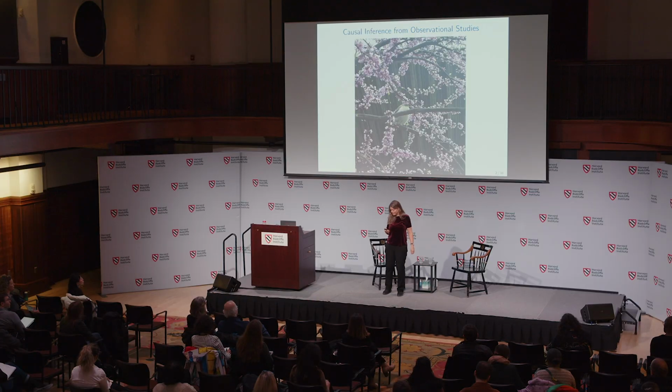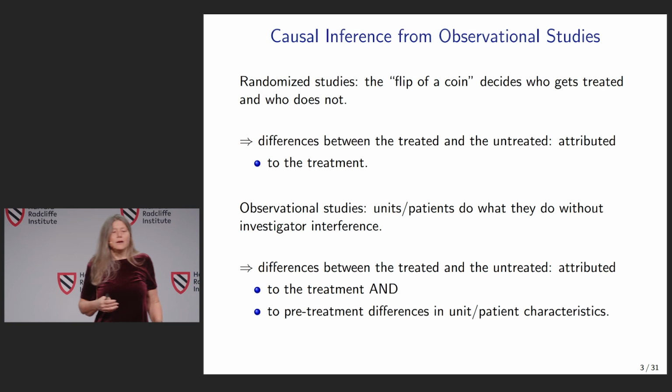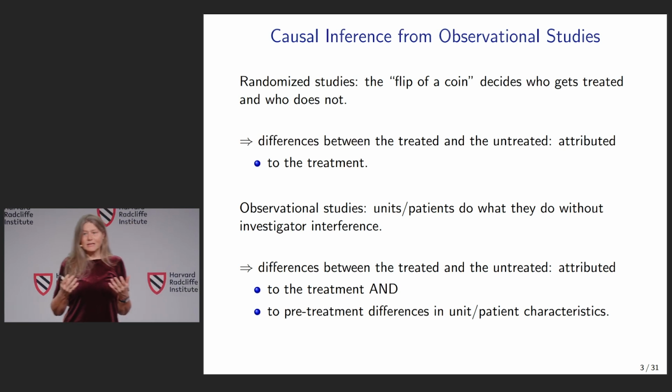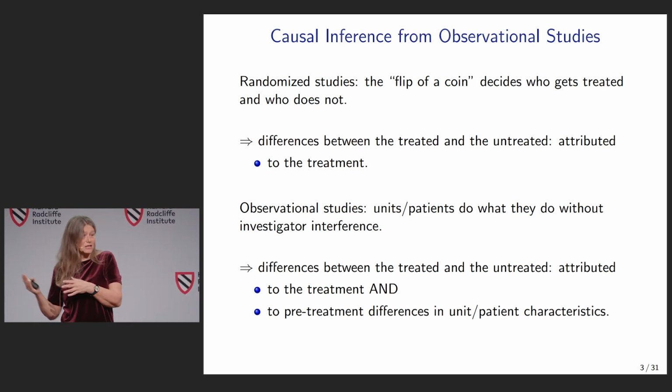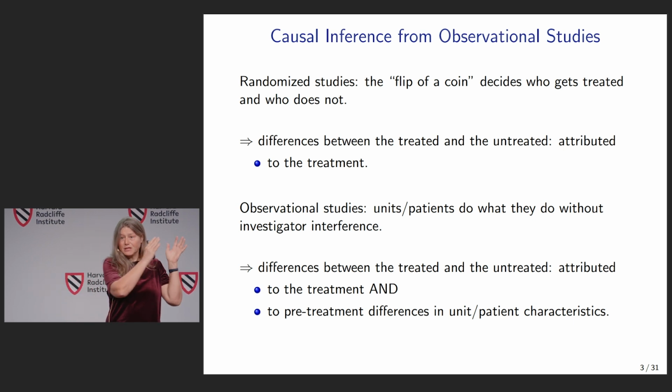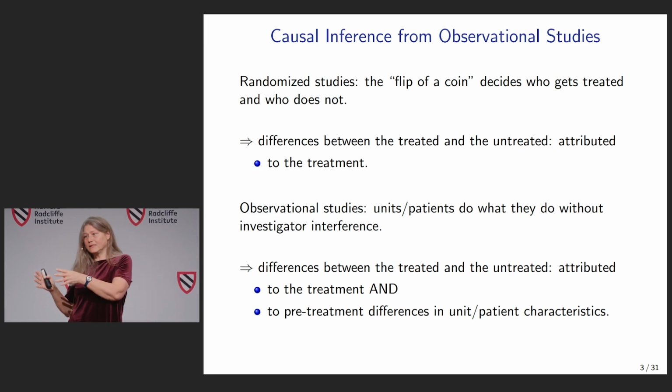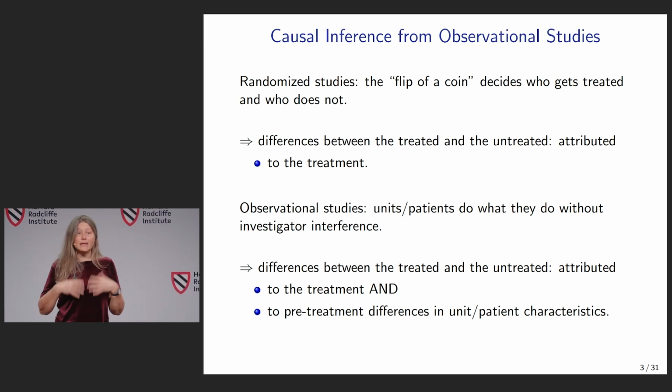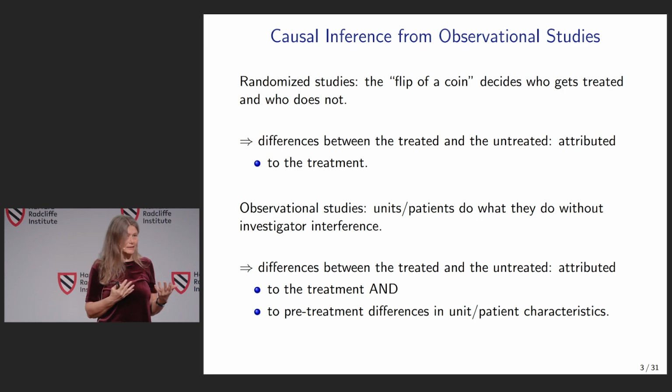And that is at the core of why causal inference comes about. What can we do? What extra information do we need to collect in order to draw causal conclusions, even when these treatment decisions have not been randomized? When treatment decisions have been randomized, a flip of the coin decides who gets treated and who does not. So if we see a difference in outcomes between the treated and the untreated, we are typically fairly confident that we can attribute that to the treatment effect.